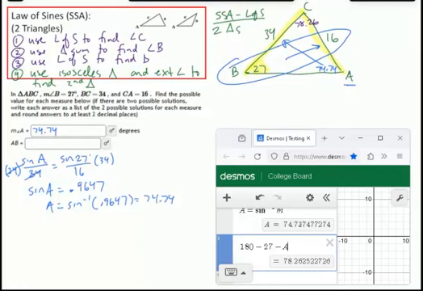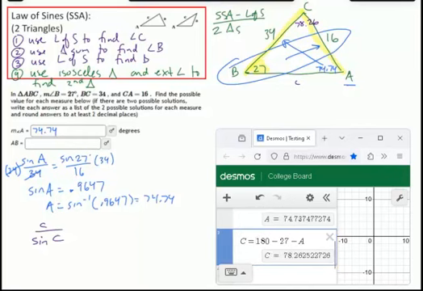Once I have that angle, I can now solve for the side opposite it, which is lowercase c, using law of sines again. C over the sine of the angle opposite. I'm going to call it C, so I'm going to go down here again, use capital C to label my angle. So that's the angle I'm referring to, 78.26, is equal to my known ratio.